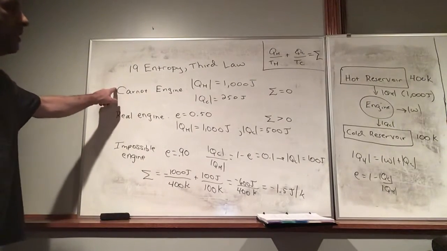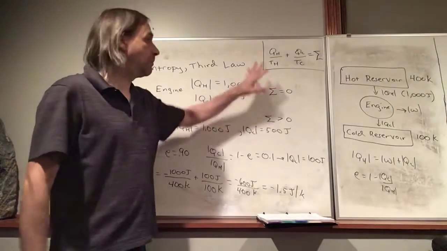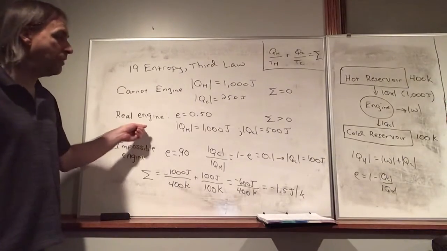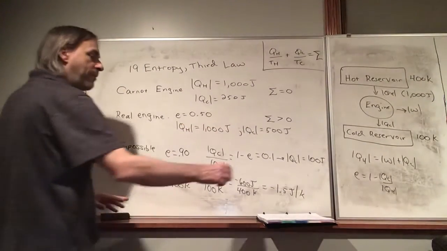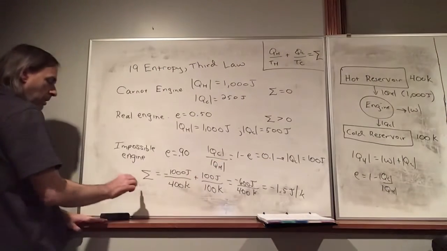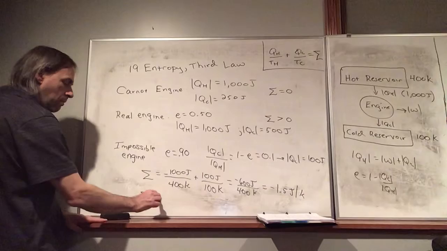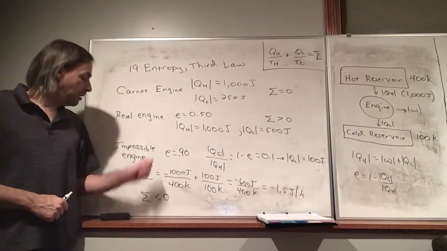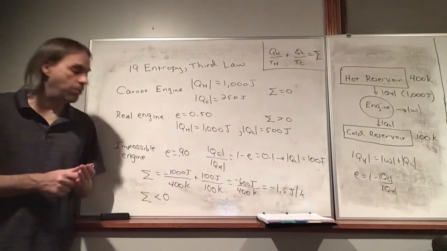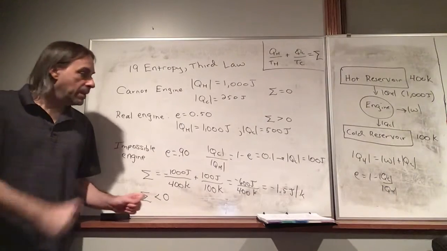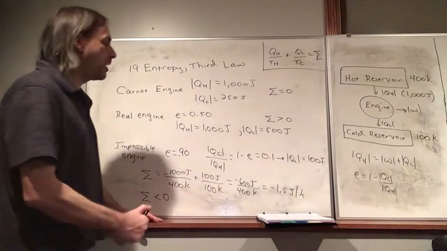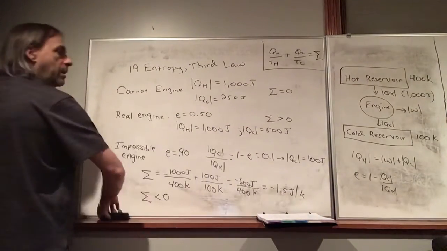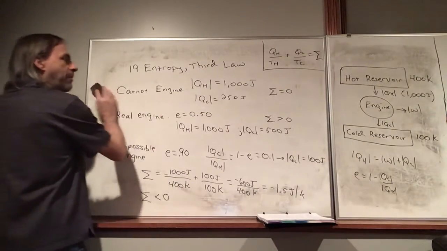So for a Carnot engine, we have the sum sigma. We're calculating the sum here. And what we end up for a Carnot engine is 0. For a real engine, we get something greater than 0. And for this impossible engine, if we had built an engine that is more efficient than a Carnot engine, this sum would be less than 0. But again, this is impossible. So for all real engines, we're going to get the result that sigma is going to be greater than or equal to 0. So, yeah, I'm going to erase everything now.